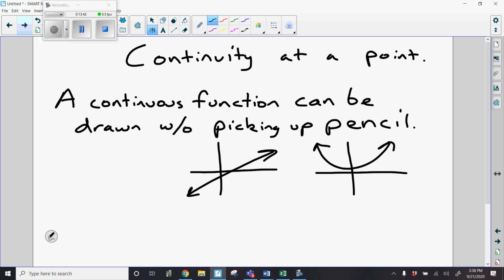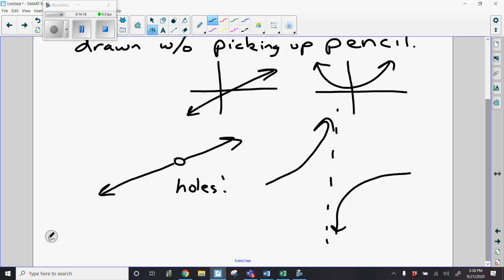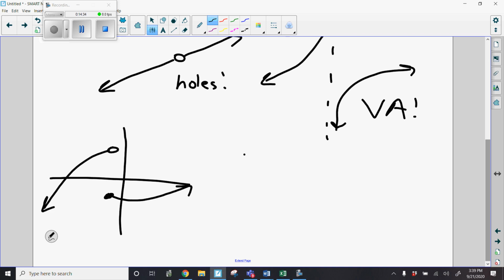Most of them that we've looked at are continuous. But the graphs we've been looking at when we've been doing limits oftentimes haven't been continuous. And there are certain points where the function is not continuous, or we say discontinuous. So, things that can cause discontinuities: holes, vertical asymptotes. What else causes discontinuities? Something like this. Those are all discontinuous, right? If you tried to draw it without lifting your pencil, it's impossible.